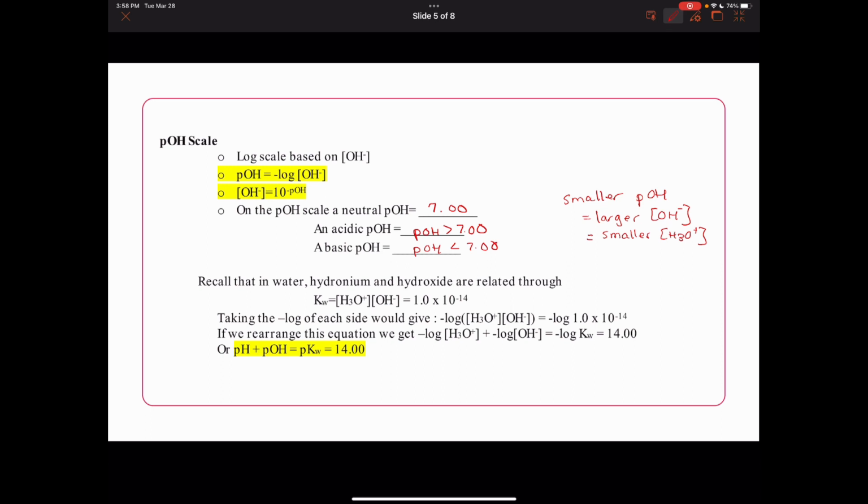Now we could do some derivations or some rearrangements to our equation. If we were to take the negative log of each side, we would get the negative log of hydronium times hydroxide equals the negative log of 1 times 10 to the negative 14th. We rearrange using some log rules. We get the negative log of hydronium plus the negative log of hydroxide equals the negative log of Kw. If I take that negative log, that gives me 14. Anytime we take the negative log of something, we're going to represent that with a lowercase p. So lowercase p just means take the negative log. So this equation becomes our pH plus our pOH equals 14.